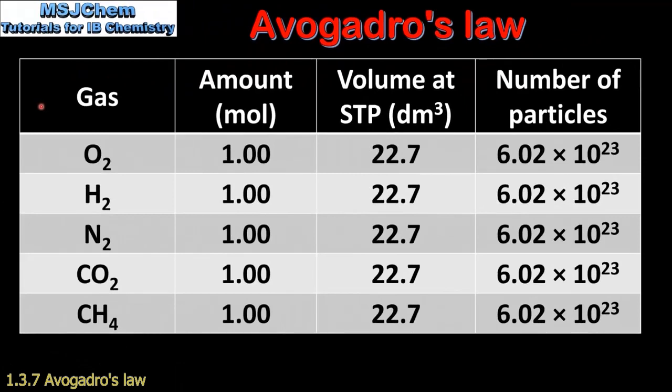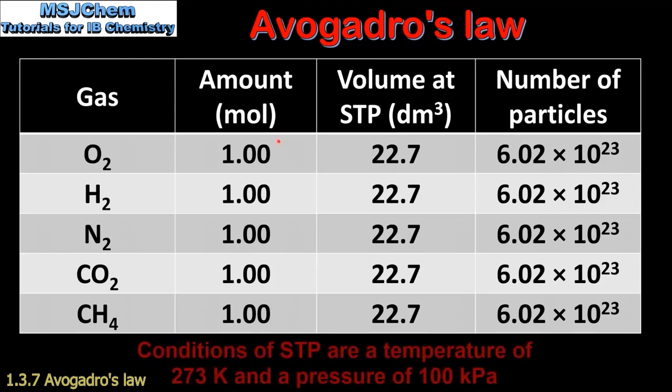In this table we have the gases oxygen, hydrogen, nitrogen, carbon dioxide and methane. As we can see, 1 mole of each gas has a volume of 22.7 cubic decimeters under conditions of STP. If we look at the right column, we can see that 1 mole of each gas contains the same number of particles, which is 6.02 times 10 to the power of 23. So from this table, we can see that equal volumes of any gas at the same temperature and pressure have the same number of particles, which is Avogadro's law.